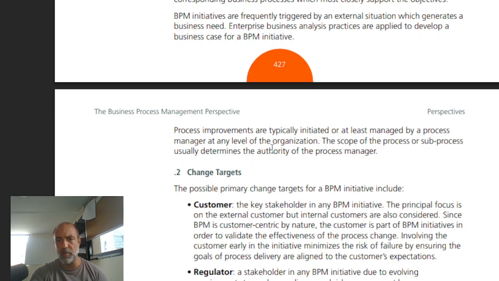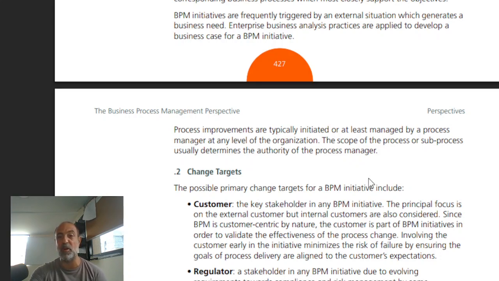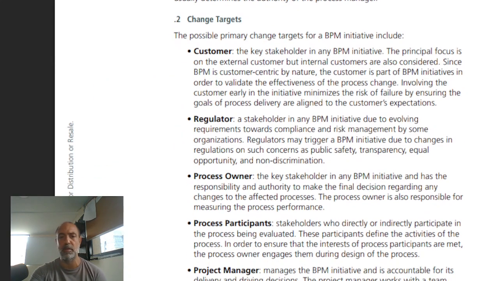Process improvements are typically initiated or at least managed by a process manager. Ultimately, what they're saying is, when you're looking at processes, you're looking at the whole thing, not at one thing, and something triggers it from the outside, and somebody is in charge of it. That isn't the case with everything we do, right? And what are the targets?